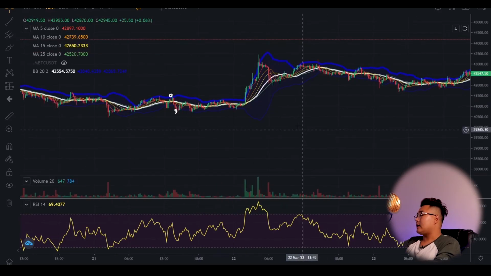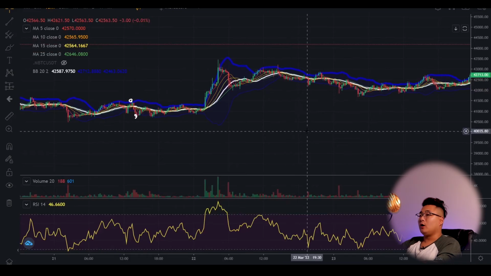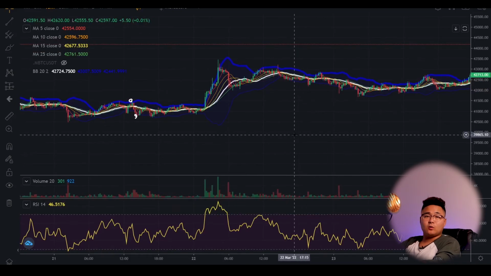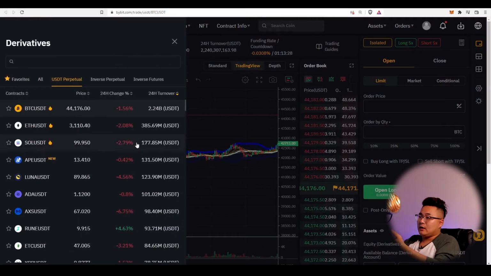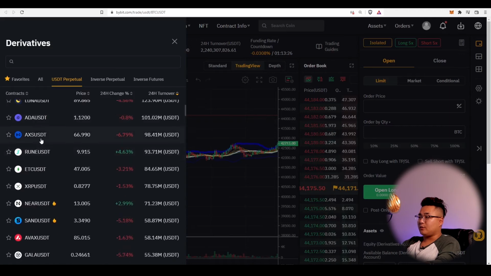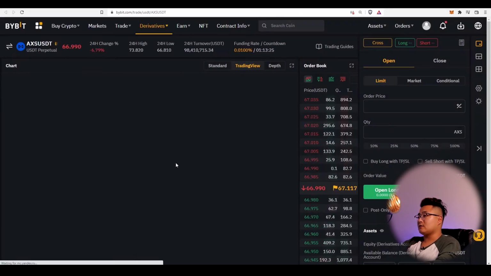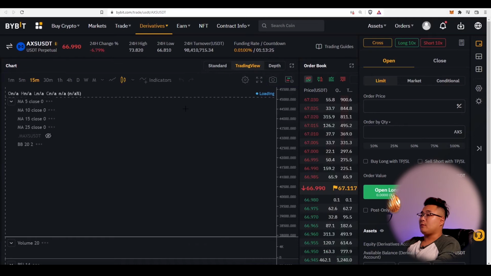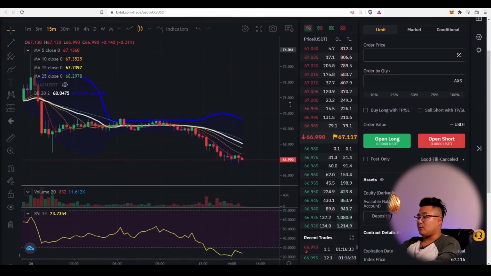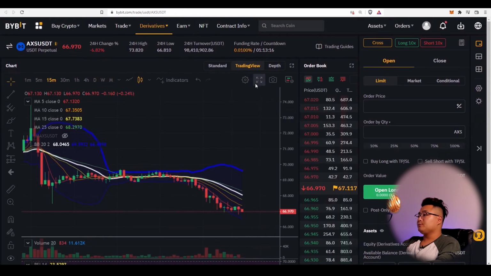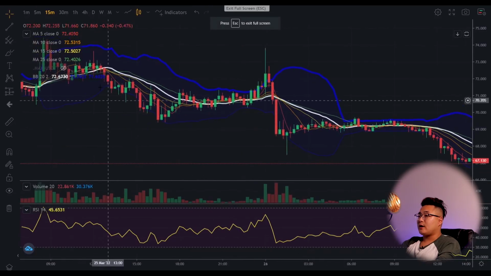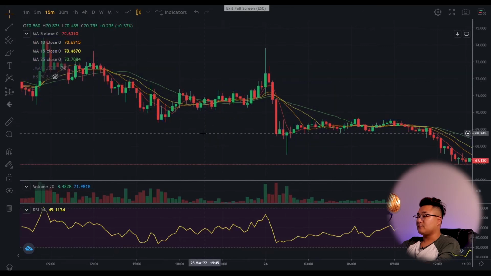Now, another question that I get a lot is, does this work for altcoins? Well, as long as the altcoin has a lot of volume, then you can make those trades as well. So let's try to look for an altcoin. Let's say we want to do, for example, Axie Infinity, and we just want to make sure that the volume is sufficient. To me, something like this has plenty of volume here. So we're going to have a look at the way that trades. I'm just going to turn off the Bollinger Bands for now.